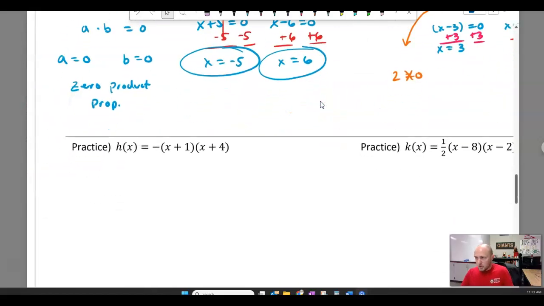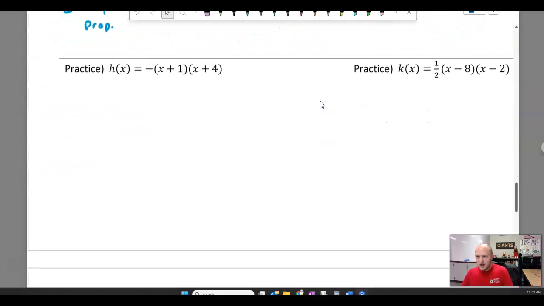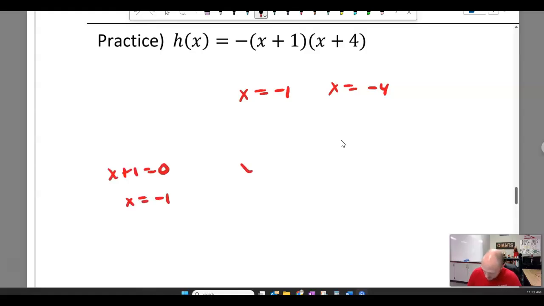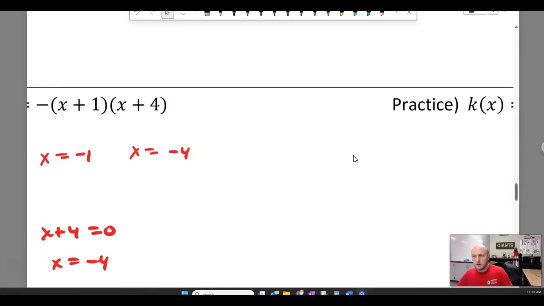All right, go ahead. Please try this one. Let's see what you get. Did you pause me? Hopefully you paused me. Here's the answer. Your zeros are going to be -1 and -4. That easy. You just set them equal to 0 and you solve, right? X plus 1 equals 0 gives us x equals -1. X plus 4 equals 0, x equals -4. Very easy peasies.